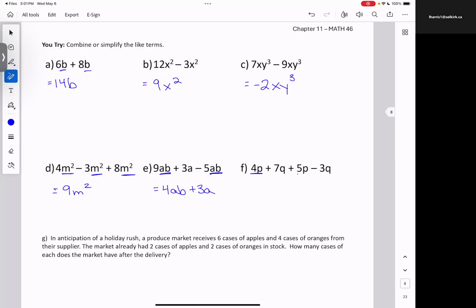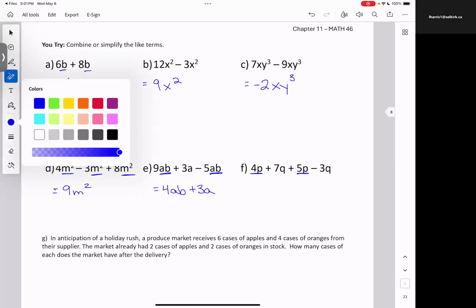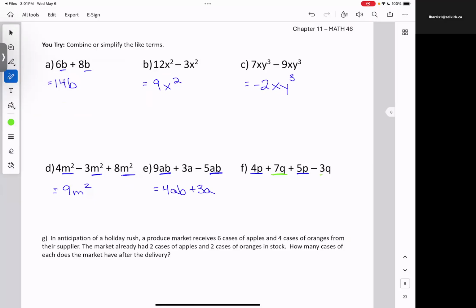Similar to the next one, we have two terms that are like because they involve just p's, and then we have two terms with q's. So we can combine our p's, 4p plus 5p gives me 9p, and then we can combine our q's, 7 minus 3 gives me plus 4q.